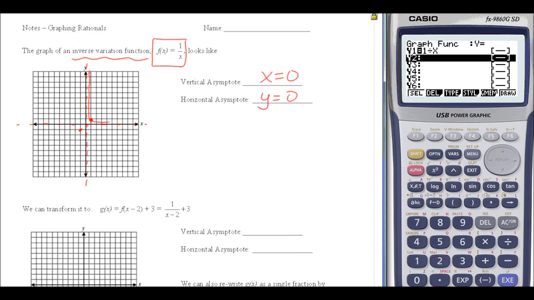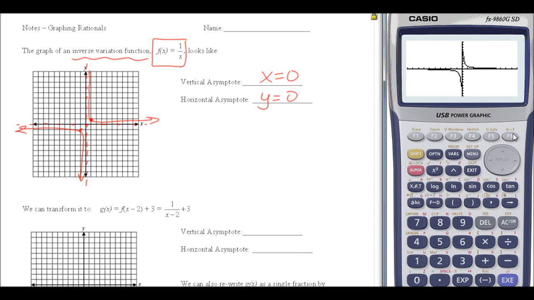I could graph it using my calculator. I could graph it by making a table. I'll also put it up here on my calculator, 1 over x. And you can see it's just those two branches, and it was called a hyperbola.